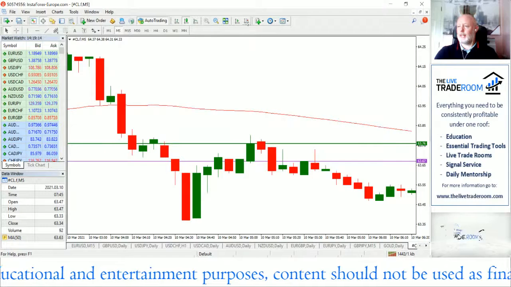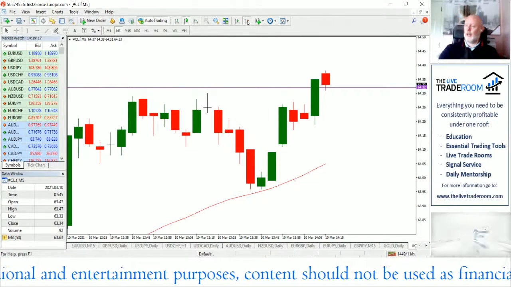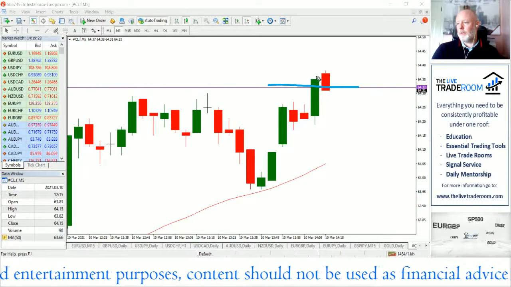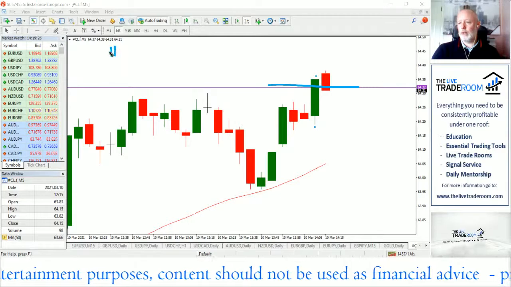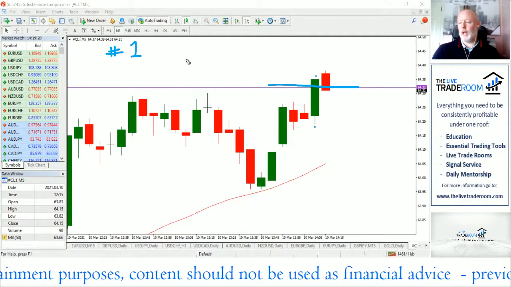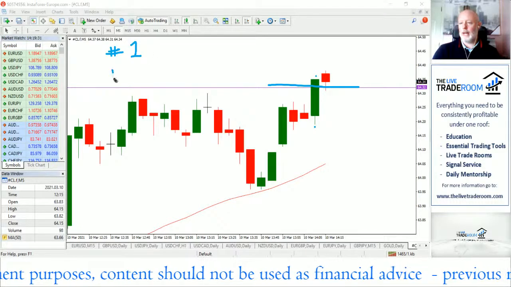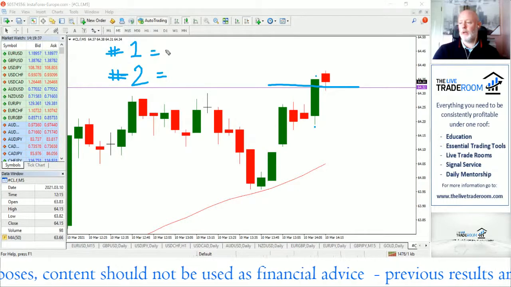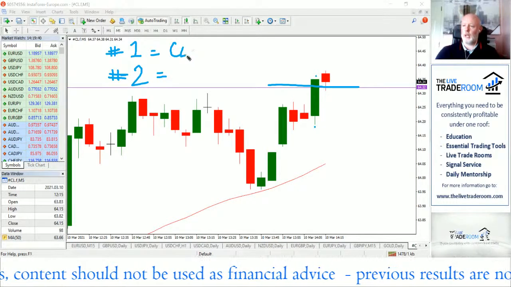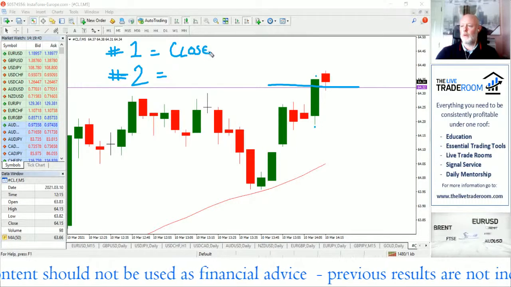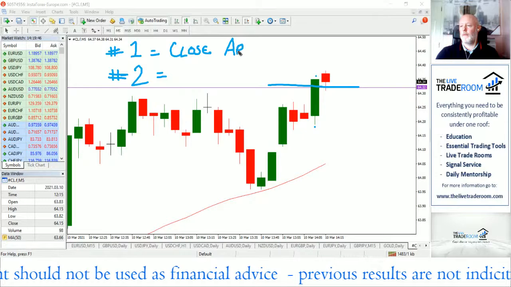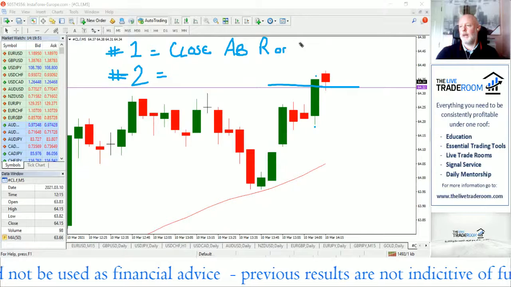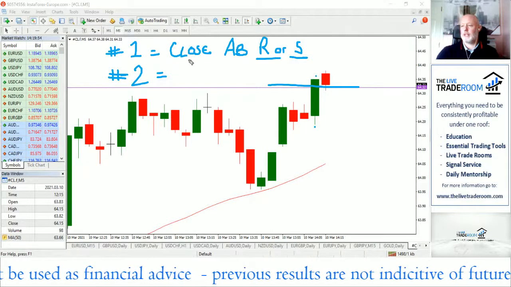So as always, and it's something that traders should really get into the rhythm of, identifying the breakout, which is what we've got. So number one is price closing above the significant levels. Number one really is a close above resistance or support, whatever the case may be. So that's a close above resistance or support.